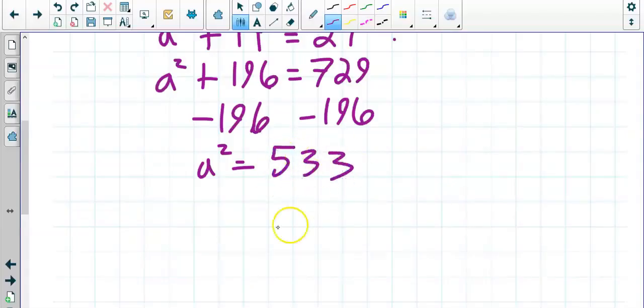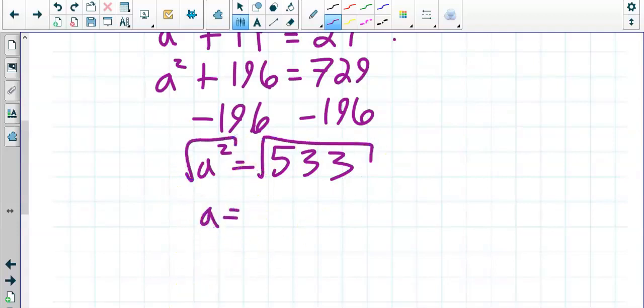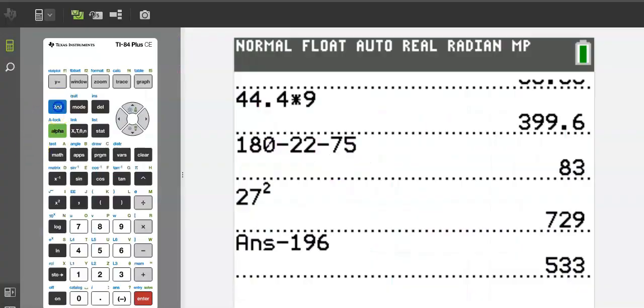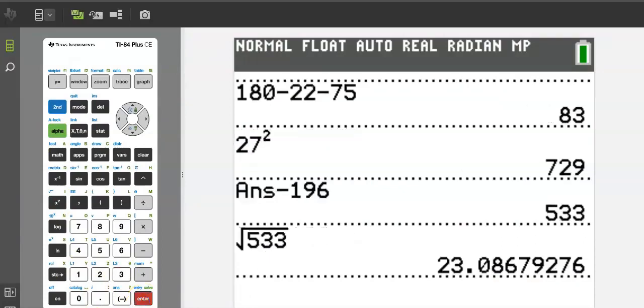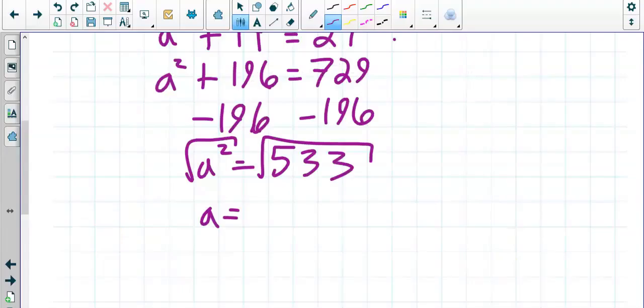And how do I get rid of something squared? Square root. Now normally I would harp on you and say, please make sure you slap plus or minus in front of this. But because we are talking about length, we ignore the minus because we can't have negative length. It's impossible. So we just need to know what is the square root of 533. Square root of 533 equals, and again, we get to round to 1 decimal place. So the 8 says, hey 0, go up 1. So that's 23.1.